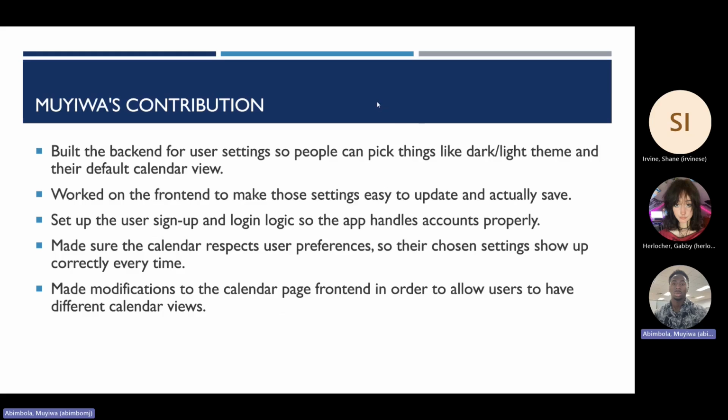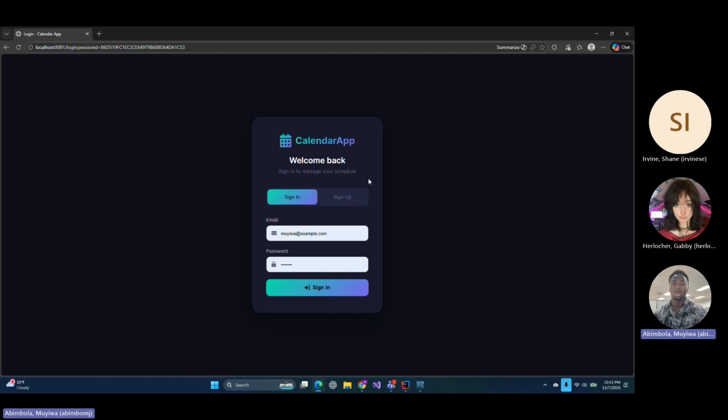And my contributions: I built the backend for user settings so that users can pick things such as dark and light theme and their default calendar view. I also worked on the front end to make sure those settings were easy to update and actually saved. And then I set up the user sign up and login logic so that the app can handle accounts properly. I also made sure the calendar respects user preferences so their chosen settings show up correctly every time. And I made modifications to the calendar page front end in order to allow users to have different calendar views.